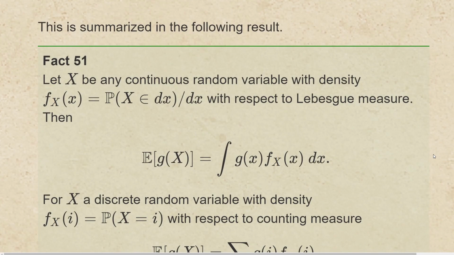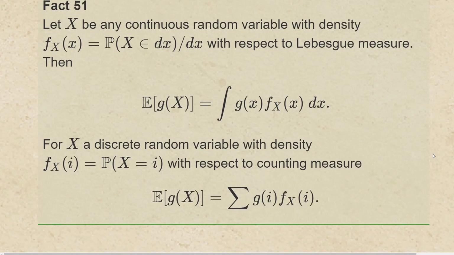This is summarized in the following result. If X is a continuous random variable with density f sub big X of little x with respect to Lebesgue measure, then to find the expected value of g of capital X, you do the Riemann integral of g of x times the density dx. For X a discrete random variable with density f sub big X at i equal to the probability that X equals i with respect to counting measure, the mean of g of X is the sum of g of i times the density of big X at i.